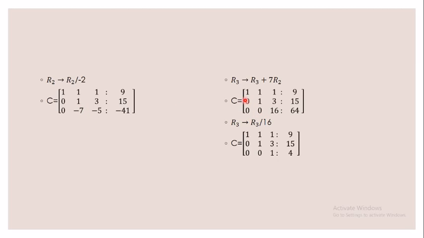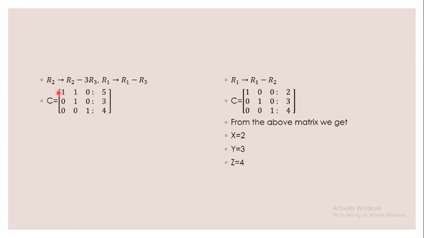Now the elements beneath the diagonal elements are 0. So in the next step I'm going to divide this by 16 so that I get a 1 over here. So all my diagonal elements are 1 and the elements beneath the diagonal elements are 0. Now I have to concentrate on the elements above the diagonal elements. I have to convert this 1, 1 and 3 into 0. So in my next step I'm going to apply two operations in one shot: R2 is equal to R2 minus 3 R3, and R1 is equal to R1 minus R3.